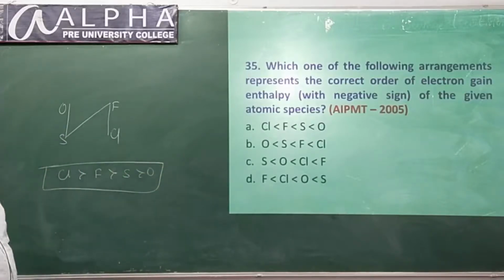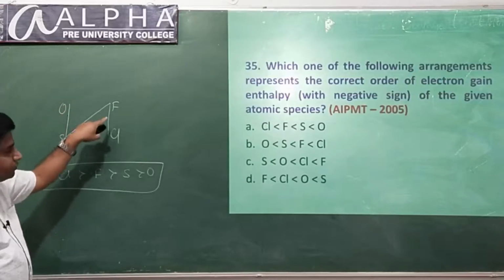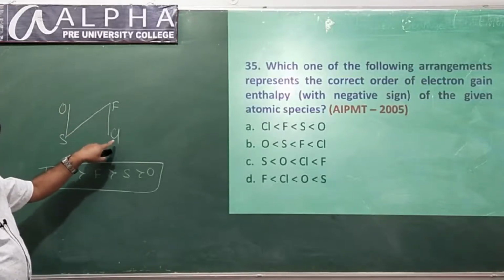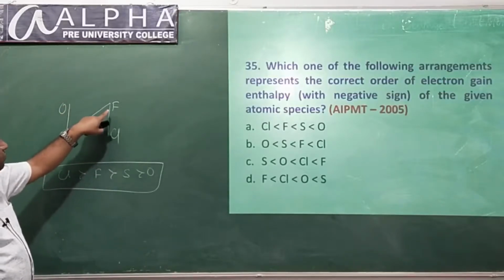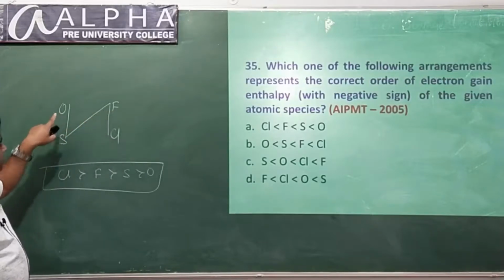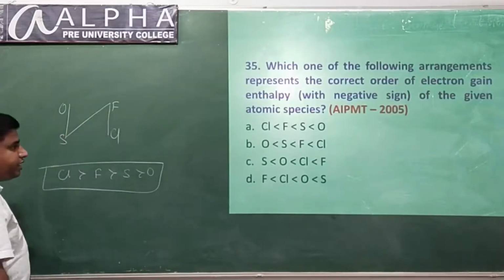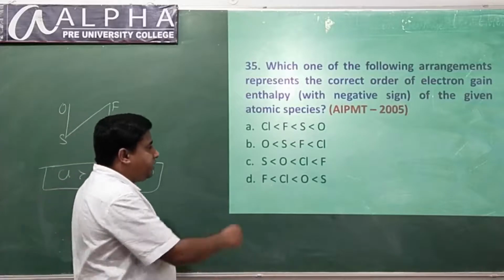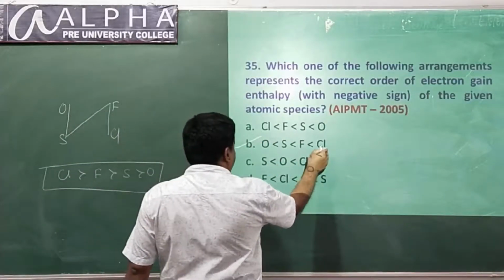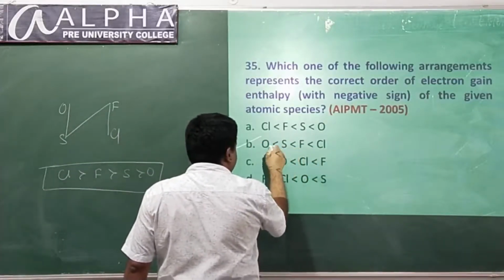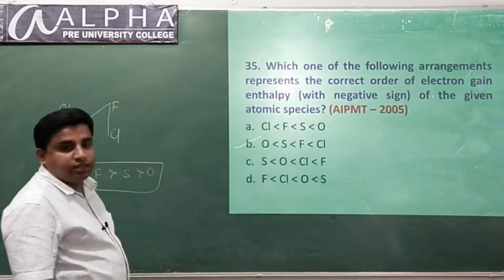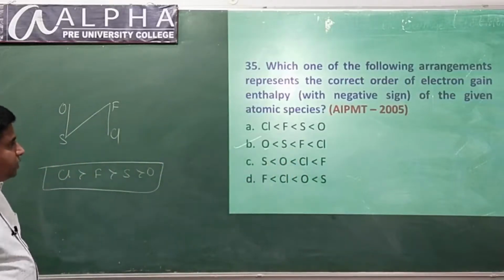Please refer to my previous video. There you will get my explanations why this is the order. So you have to go in zigzag way. The electron gain enthalpy of chlorine is more than that of fluorine, more than sulfur, and more than oxygen. Hence the correct order is option B: chlorine more than fluorine, fluorine more than sulfur, sulfur more than oxygen. Yes, it is answer B.